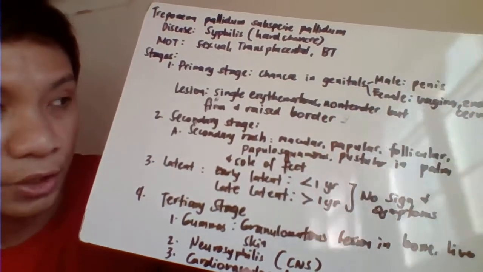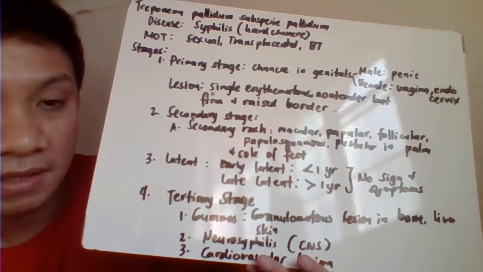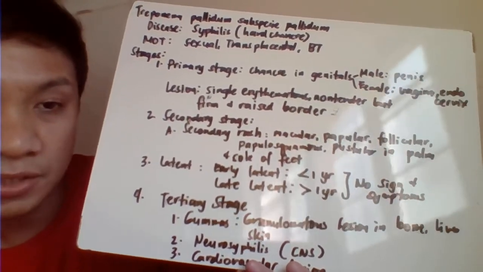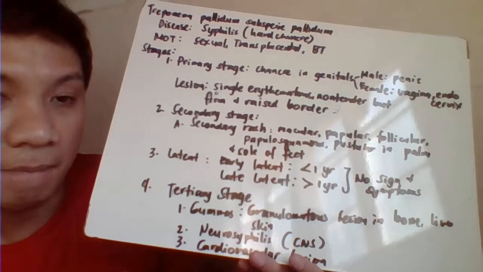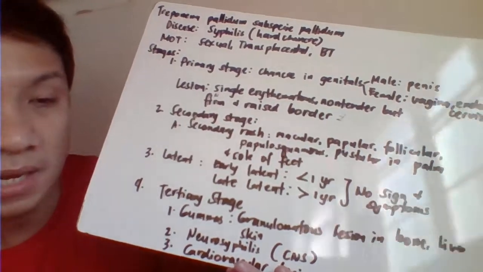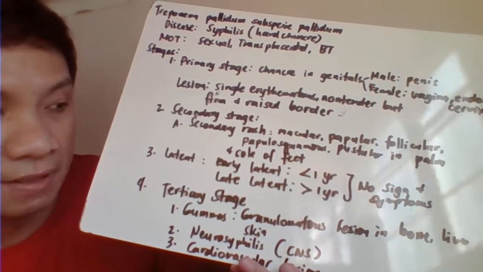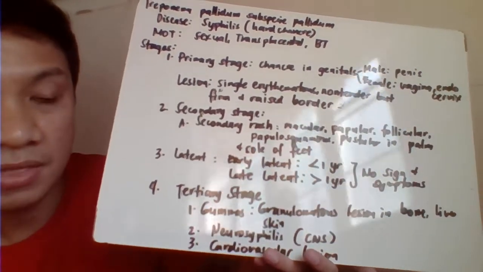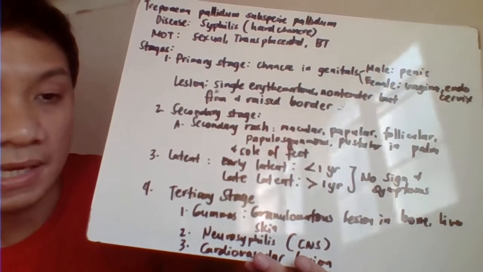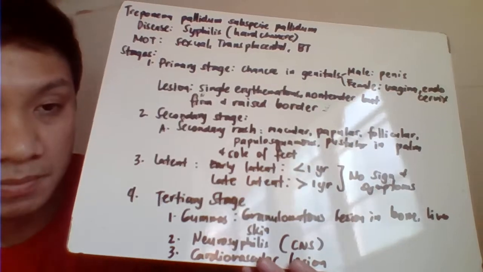So the lesion, we characterize as a single erythematous lesion, which is non-tender with a clean surface, but firm, with a raised border. The secondary stage, on the other hand, is characterized by the development of a secondary rash, described as macular, papular, follicular, papulosquamous, pustular, usually found on the palms of the hands or the soles of the feet. Then before entering the tertiary stage, it first enters the latency period, where the patients do not show signs and symptoms.